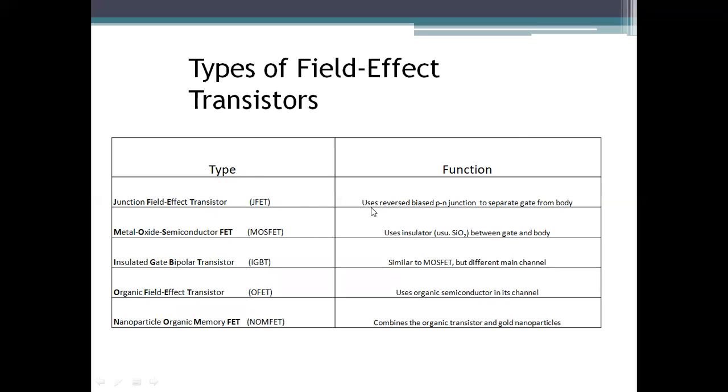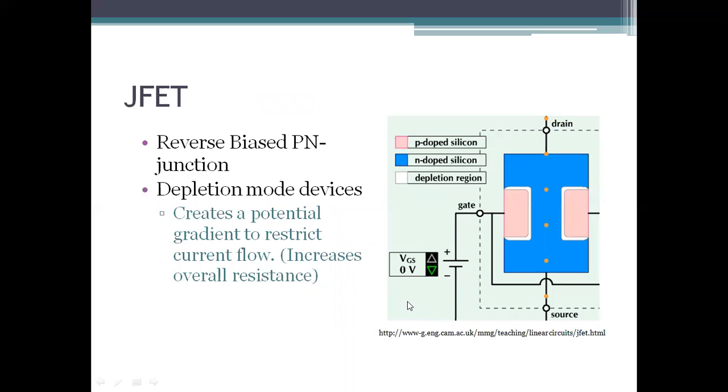The JFET uses a reverse biased PN junction to separate the gate from the body. The MOSFET uses an insulator between gate and body. The IGBT is similar to the MOSFET, but with a different main channel. OFET and NOMFET also use an organic semiconductor in the channel. NOMFET combines the organic transistor and gold nanoparticles. This is a symbolic representation of the JFET.